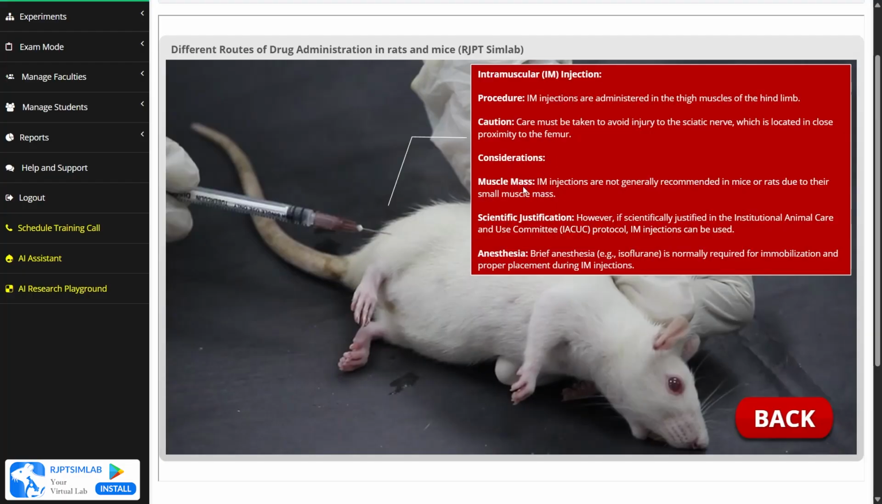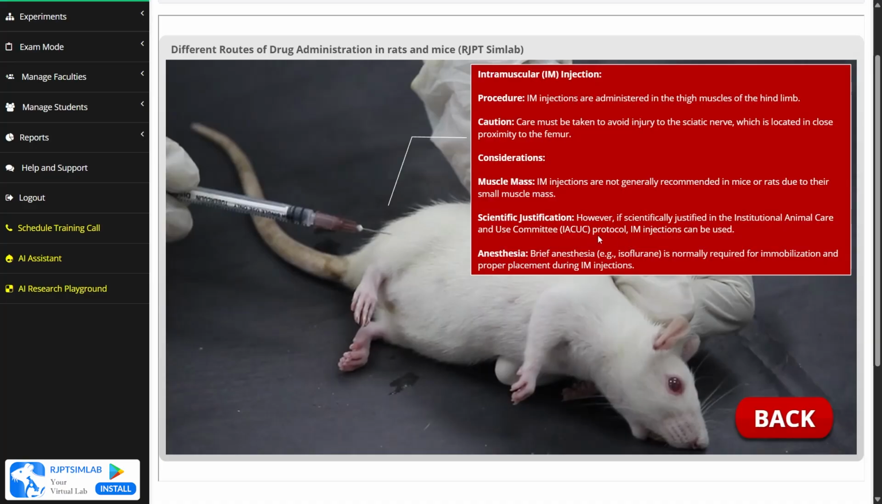The considerations. The first is the muscle mass. IM injections are not generally recommended in mice or rats due to their small muscle masses. This is a very important point: we do not generally use this method for administering drugs to rats or mice because they are very small and have small muscle parts.